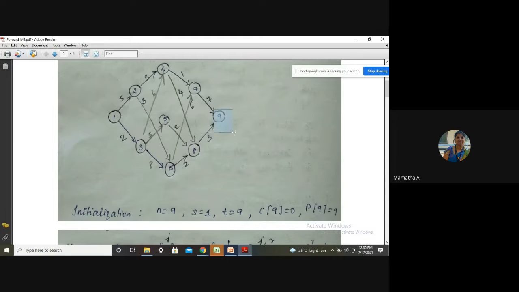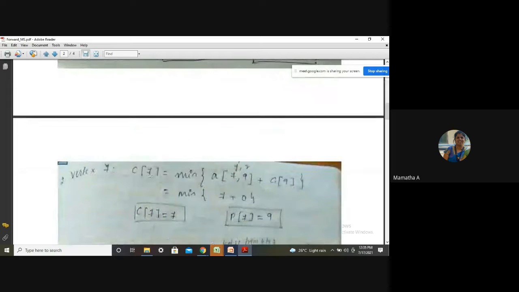But still, I will write again the same formula: minimum of A of J R plus C of R. Very simple, as I've told you. I'm trying to find out the cost of reaching from J to the node sink T with A of 7 comma 9 plus C of 9. So what is the 7 comma 9 weight?